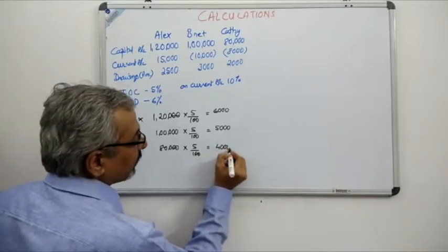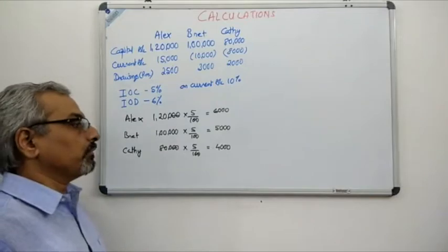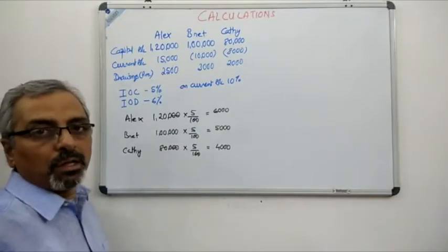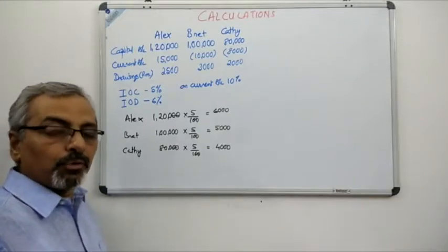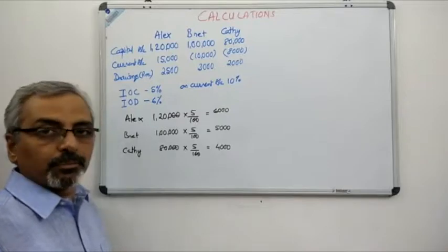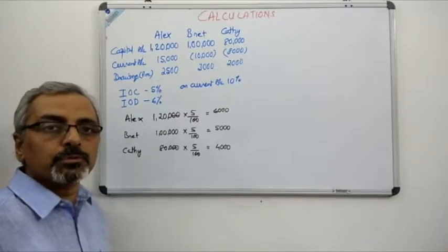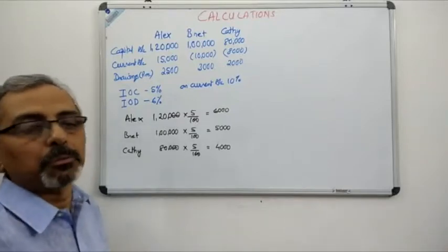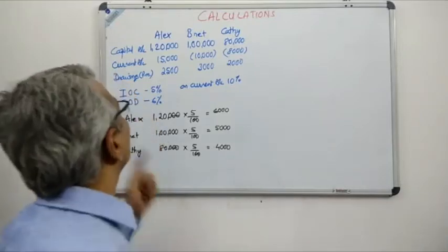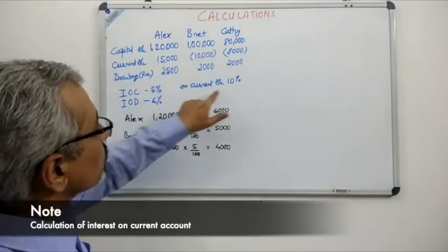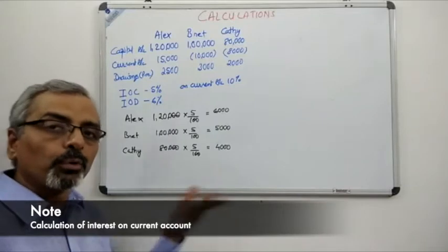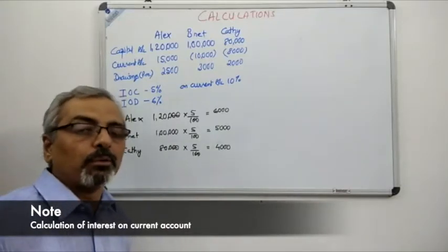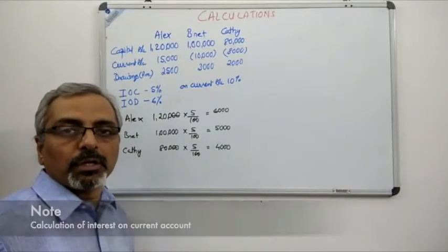So see very carefully that 6,000, 5,000 and 4,000 are the interest on capital, which will be posted in the debit side of the profit and loss appropriation account. We'll soon prepare it after we finish with the calculations. Now next we are going for the current account. What is the interest on current account? 10%. And I'm not going to calculate that. You know how to calculate 10%. We'll just remove one of the zeros.